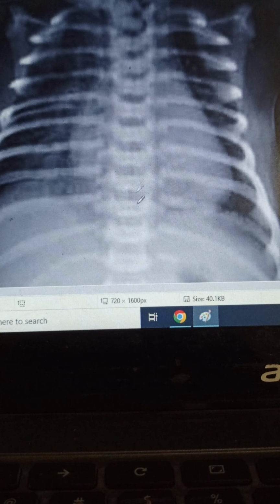Right. I am Dr. Aves. Today we will discuss another case of pulmonology. And today we will discuss a very important case in pediatrics. So, can you spot the abnormality in this X-ray? I give you 5 seconds.